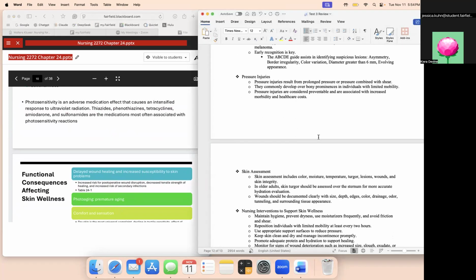Pressure injuries are a big issue with our bedbound population that results from prolonged pressure or pressure combined with shear.